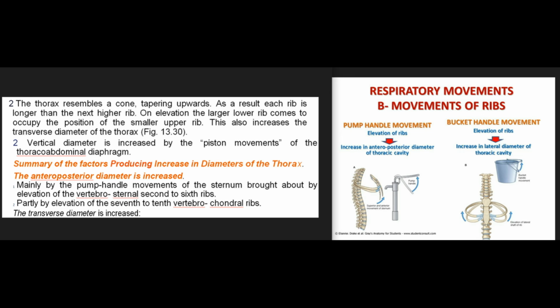Summary of the factors producing increase in diameters of the thorax. The anteroposterior diameter is increased: 1. Mainly by the pump handle movements of the sternum brought about by elevation of the vertebrosternal 2nd to 6th ribs. 2. Partly by elevation of the 7th to 10th vertebrochondral ribs.